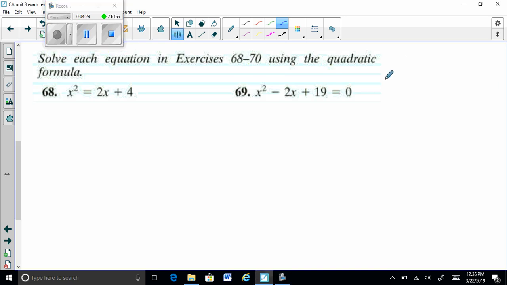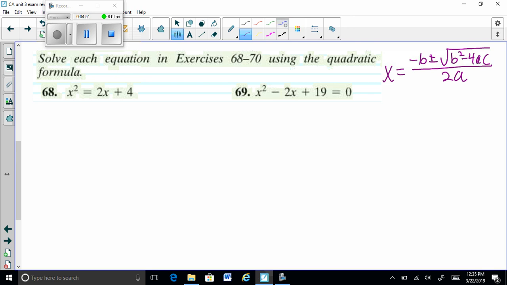Okay, so our quadratic formula. Let's see, so it's going to be negative b plus or minus the square root of b squared minus 4ac, all divided by 2a. And you'll have to know that for the exam, so that's something you'll have to memorize.